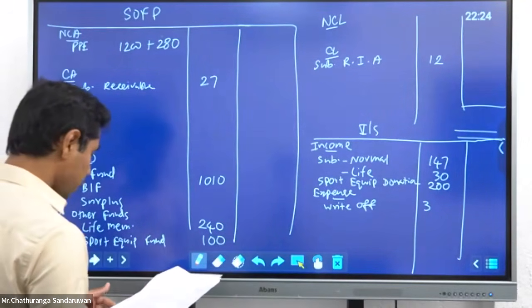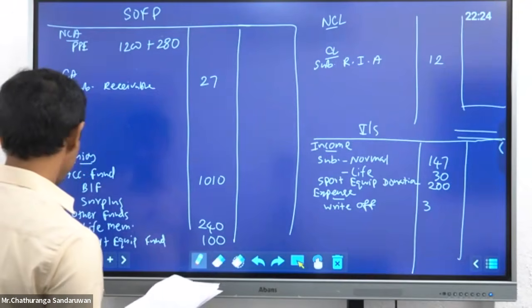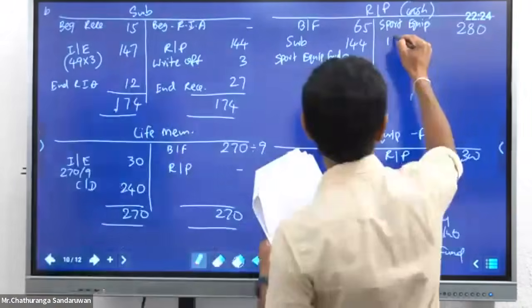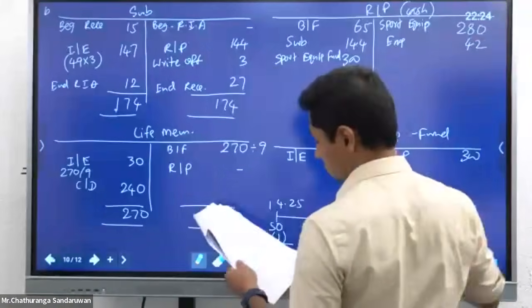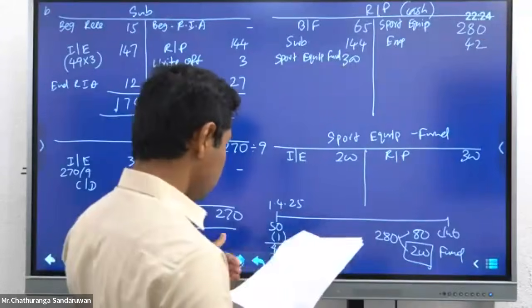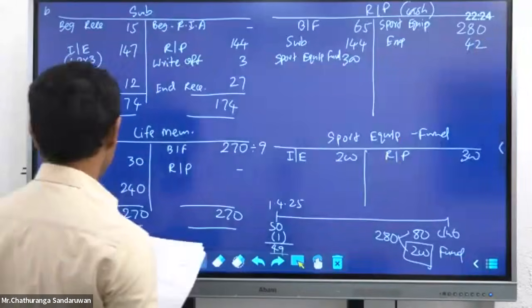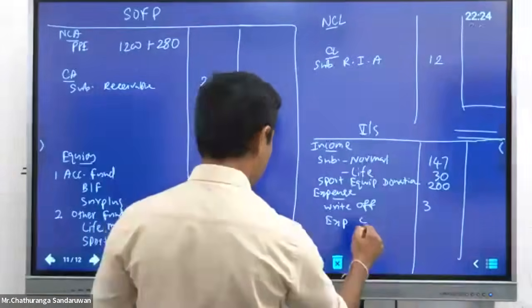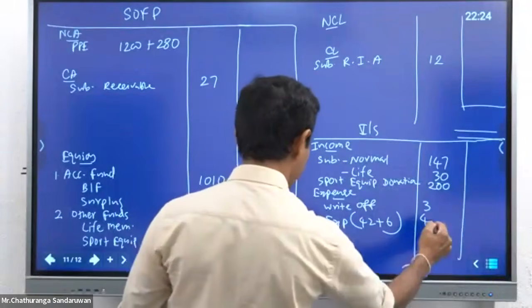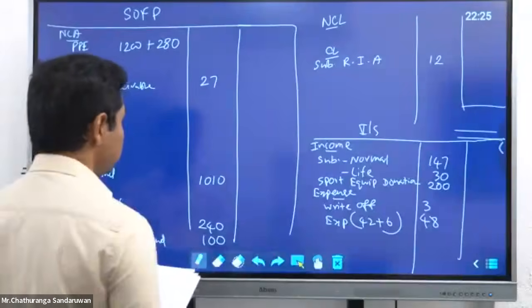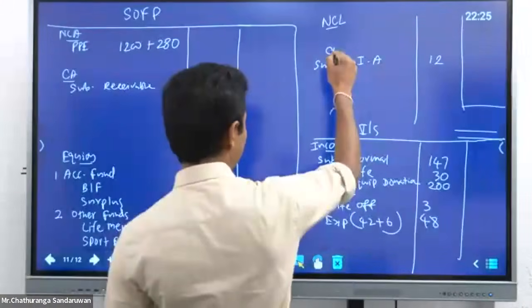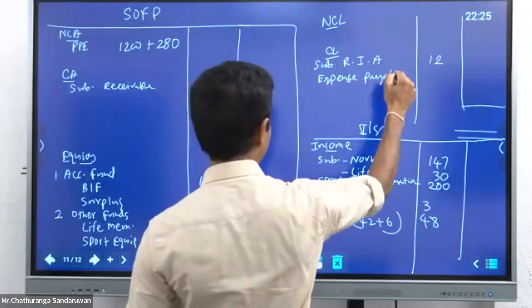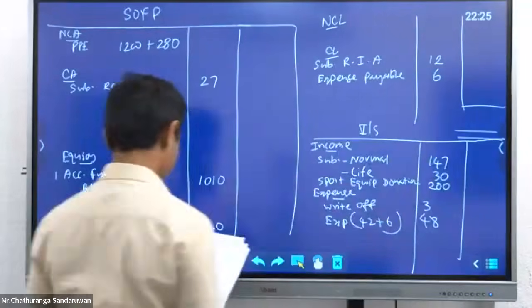Last one, operating expense of 42 was paid. Therefore, cash credit expenses 42, but 6,000 is remaining outstanding. Therefore, total expense is 42 paid, 6,000 payable, altogether 48. That 6,000 is payable, therefore current liability, expense payable. Expense payable 6. That's it.